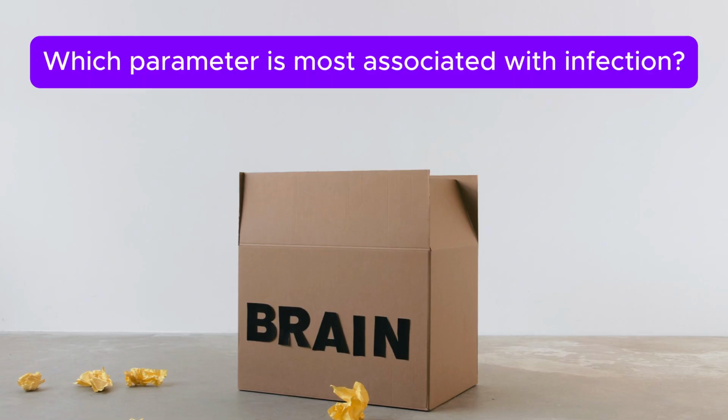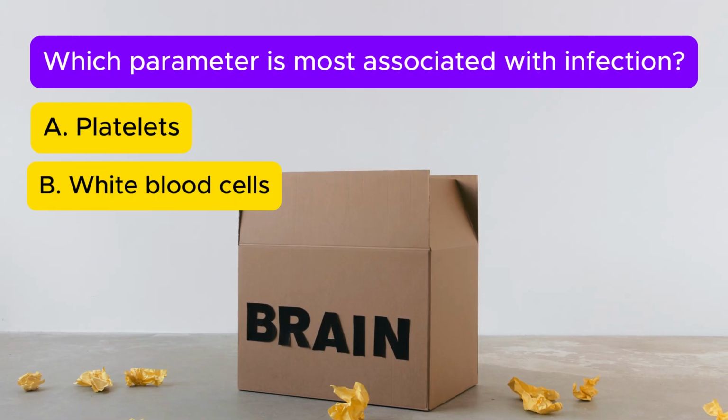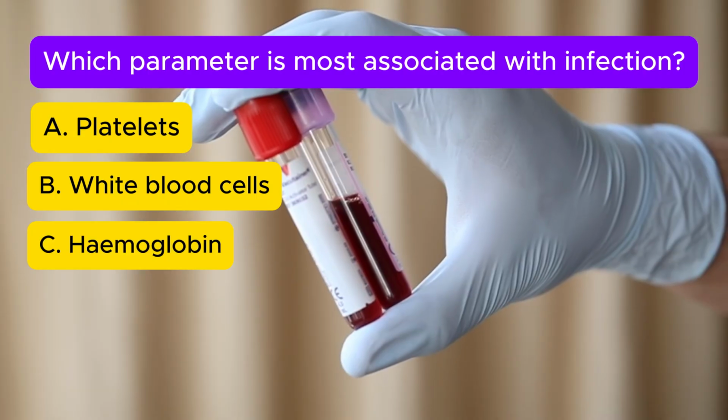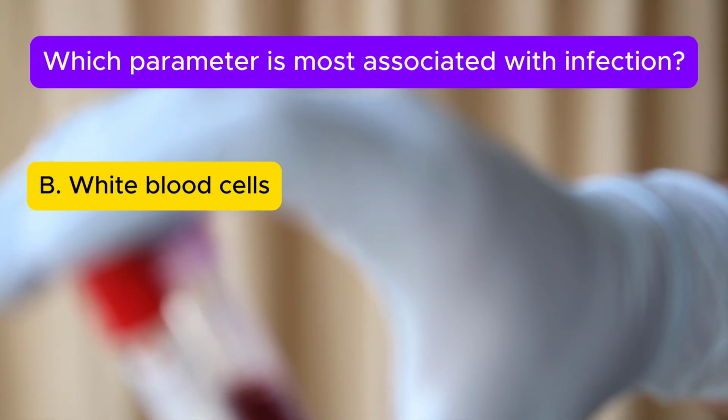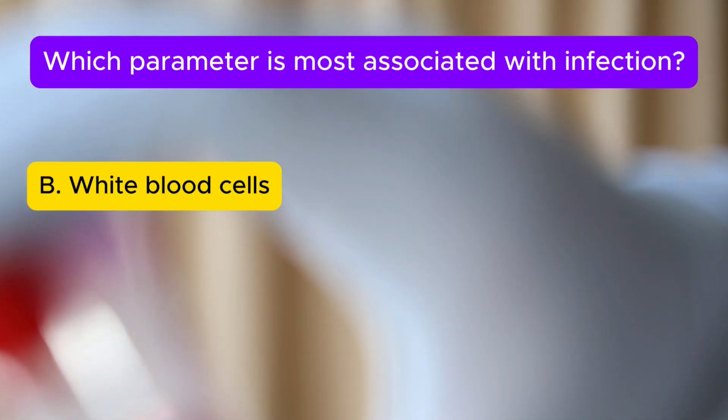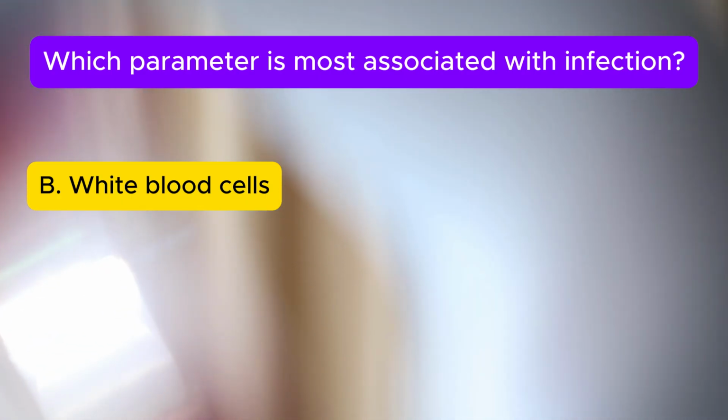Question 3. Which parameter is most associated with infection? A. Platelets. B. White blood cells. C. Hemoglobin. How would you answer? Excellent. B. White blood cells. WBC count reflects immune activity.